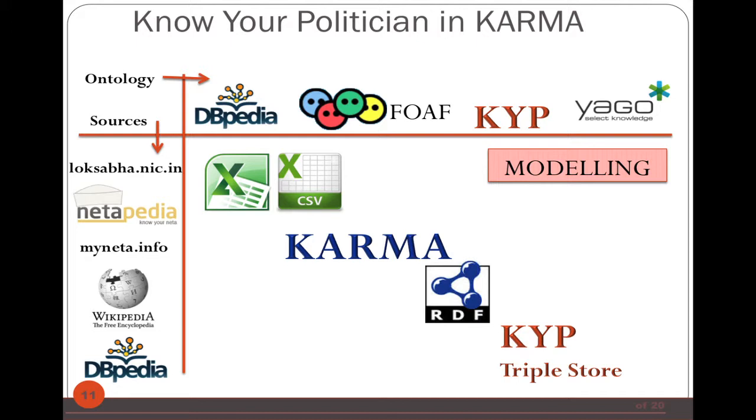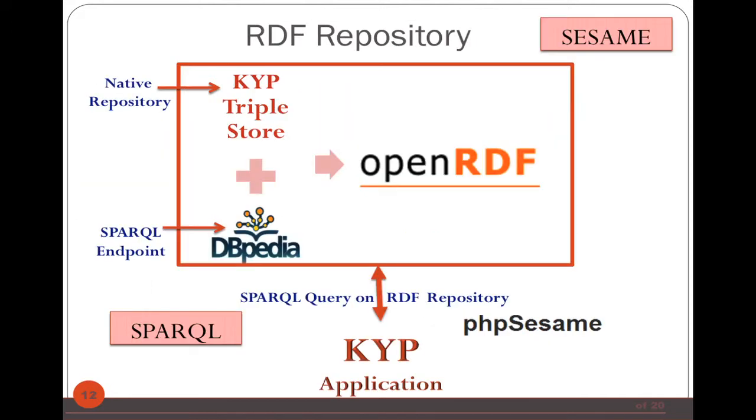the data. And our KYP application uses the PHP Sesame API to query the RDF repository on the OpenRDF server. This repository is based on our native KYP triple store and a SPARQL endpoint that can query the data from DBpedia on the DBpedia website.